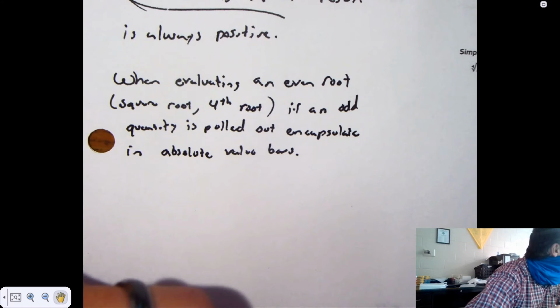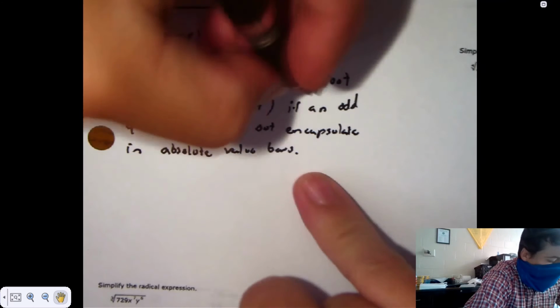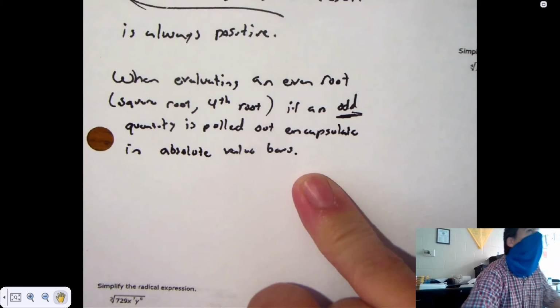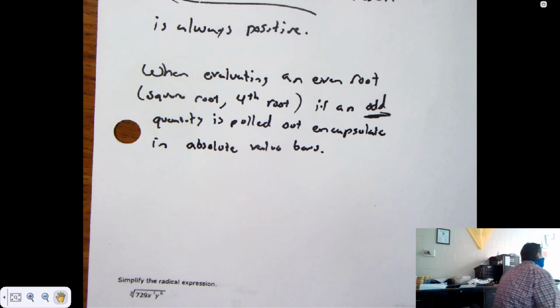If you pull out an even quantity, you don't have to worry about it. Because if you square a negative, what do you get? I pulled out an even, say I had an x squared out there. Would I have to worry about the possibility that that becomes negative? Answer to that question is no. I wouldn't.